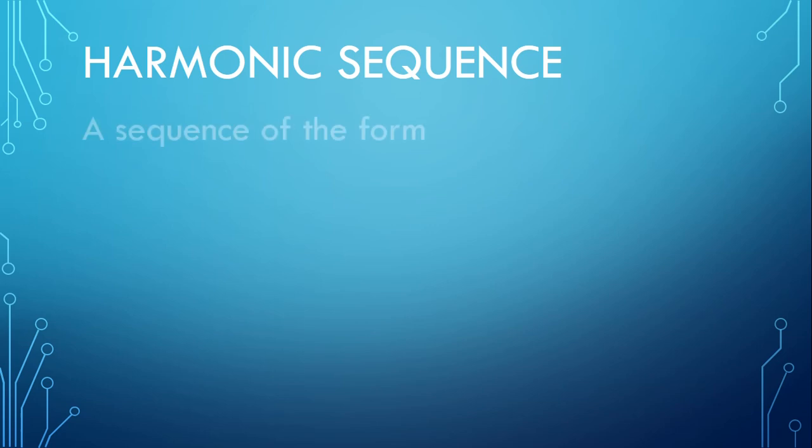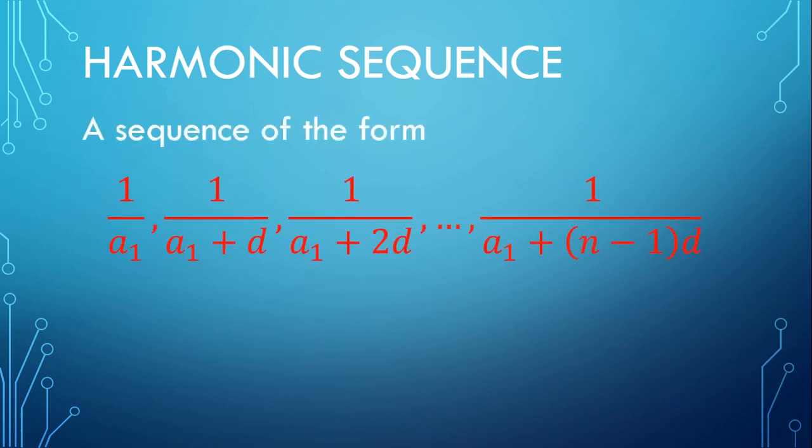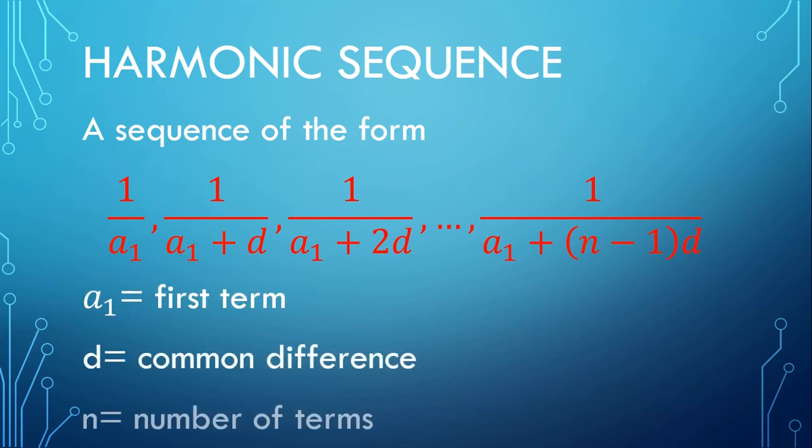Ano nga bang harmonic sequence? Ang form niya ay 1 over a sub 1, 1 over a sub 1 plus d, 1 over a sub 1 plus 2d, and so on. A sub 1 is the first term, d is the common difference, and n is the number of terms.